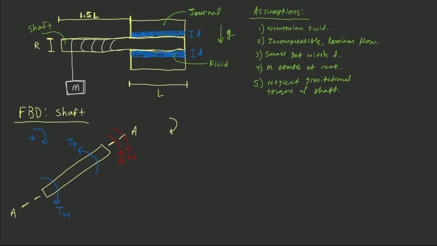Okay, so we're assuming clockwise positive, and we're going to sum the torques about the axis AA. The sum of those torques is equal to the moment of inertia of the shaft about AA times the angular acceleration of the shaft about AA. So what are the torques about shaft AA? We have T_W, which is positive, minus T_F, which is negative, and that's equal to I_AA alpha_A.